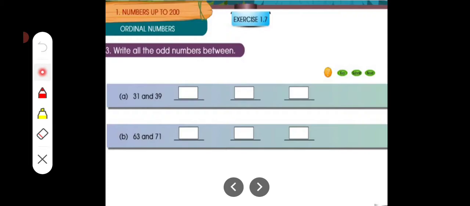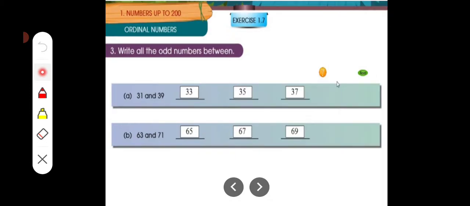31 is already given. You have to write here, leave 32 and write 33. See here, 33 is odd, no? 3 is already an odd one. I showed this in your previous video also. Here you have to leave 34 and you should write 35. Here 36 you have to leave. Here 37, after that 38, after that 39. See here, 39 is given here. So this is the method to write odd numbers.